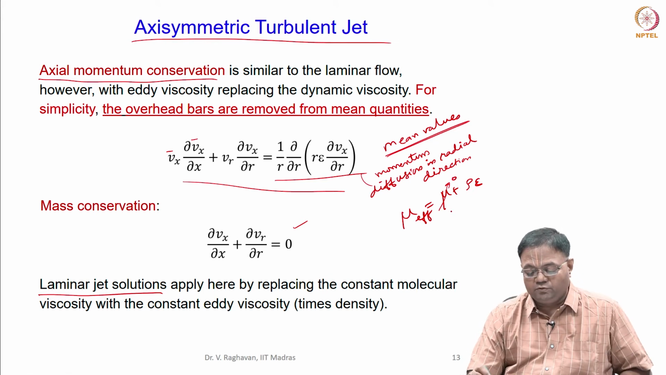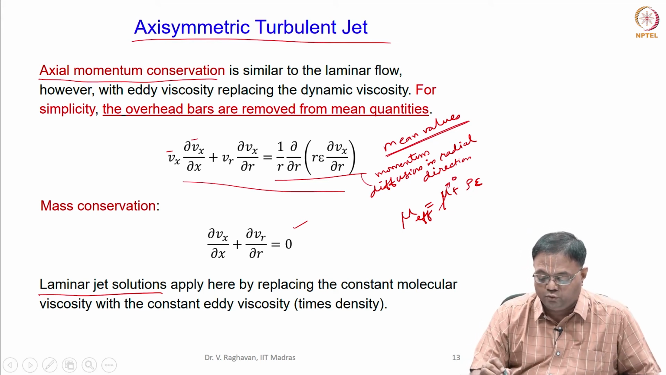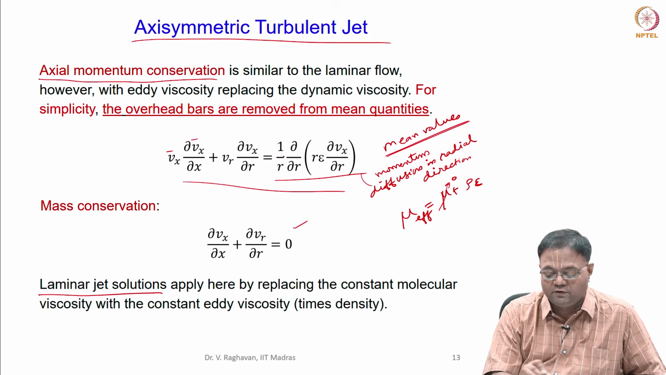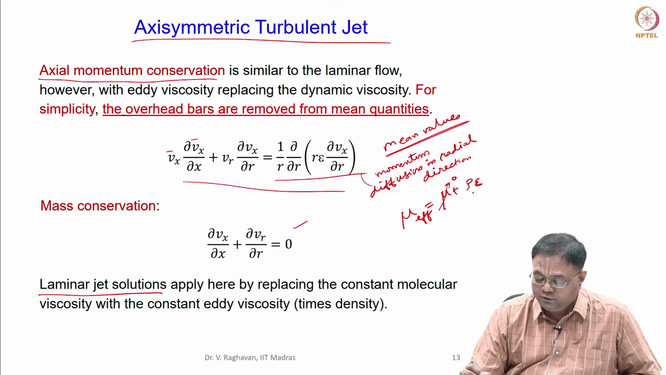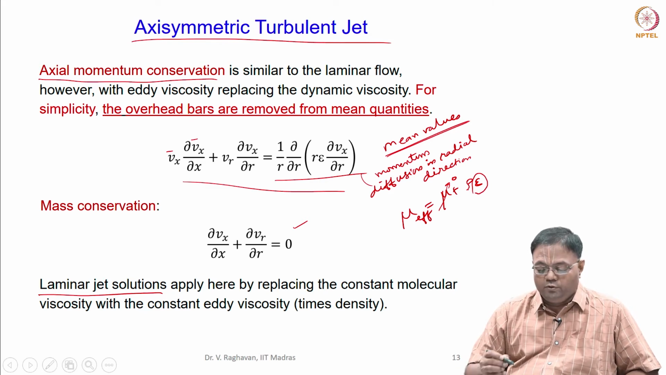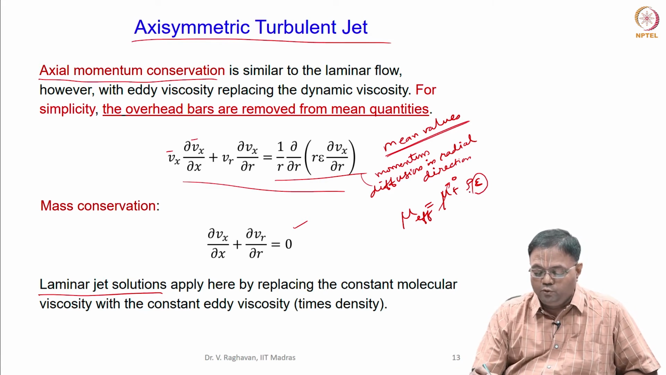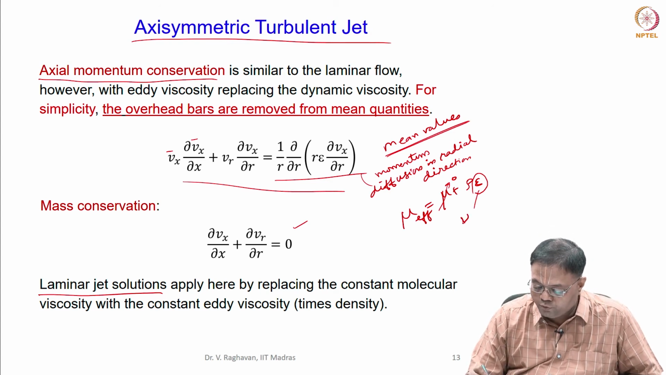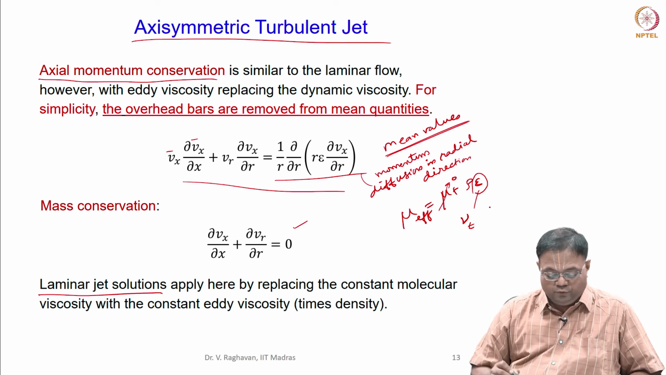So, the dynamic viscosity also is neglected. We have just substituted for mu, rho into epsilon, and when I divide this equation by rho, I do not have any rho here. So, this is what we are going to substitute for the mu now: mu equal to rho into epsilon. This will be equivalent to nu turbulent.